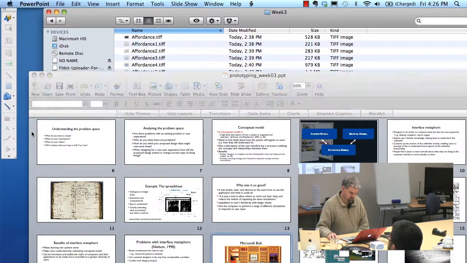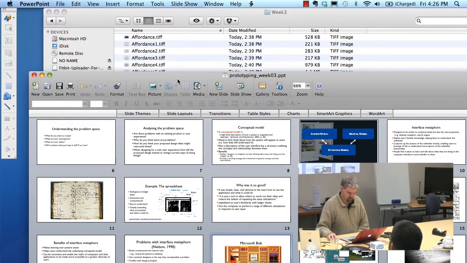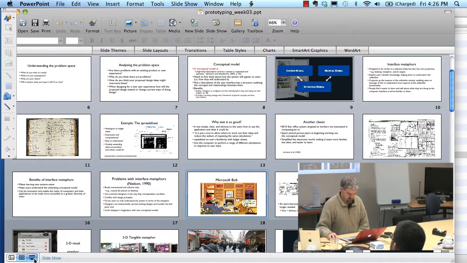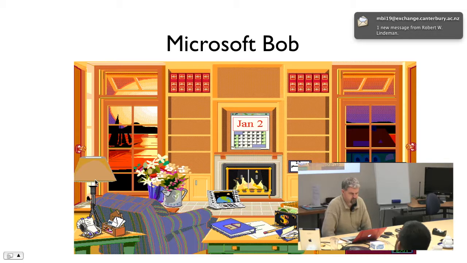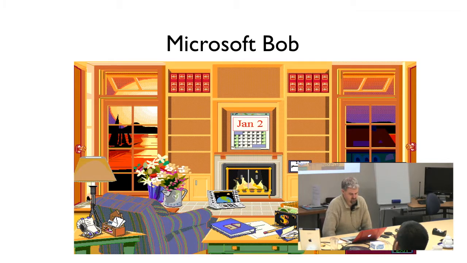So what can you think might be some of the problems with using something like Bob? Quite cartoony. I don't think any professionals might use it because it's just the nature of it. Yeah, that's definitely one problem. And to be fair, it wasn't targeted towards professionals, it was targeted towards new computer users, but it is very cartoony, so that's definitely a problem. What other problems can you see?